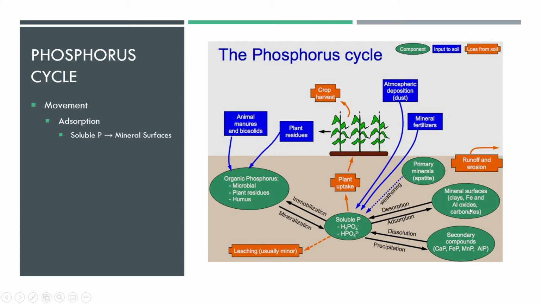Okay, clays, Fe, which is iron, and aluminum, Al, oxides, and carbonates. They're going to stick to those different compounds within the soil, and then they're going to be used within that soil. This is not labeled here, but this is one of the reasons why we get dust.